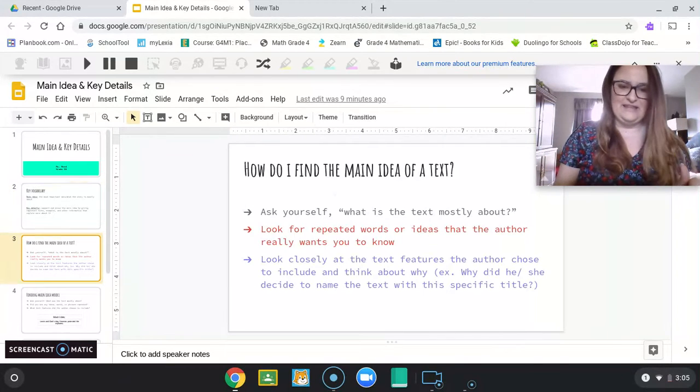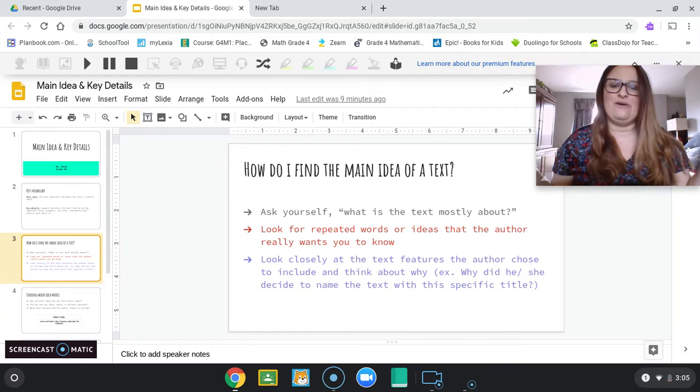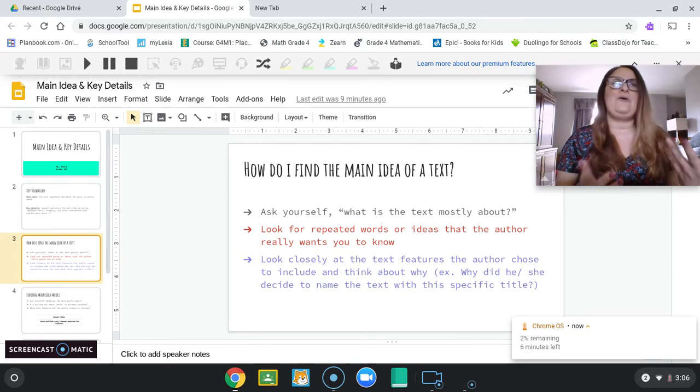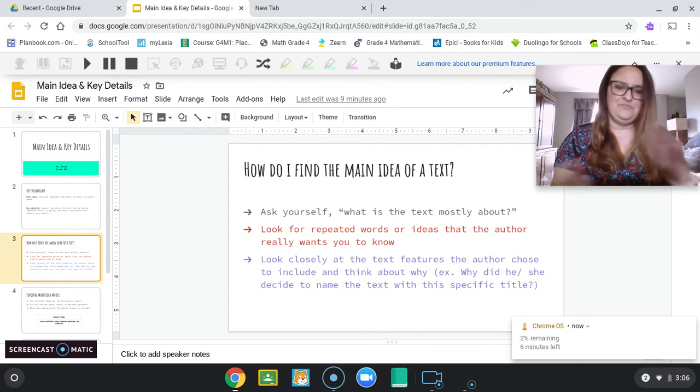All right, so how do I find the main idea of a text? People are always talking about main idea. How do I find it? Step one, ask yourself, what's the text mostly about? When I read this, if I could sum it up in one sentence, what was it mostly teaching me? Step two, look for repeated words or ideas that the author really wants you to know. So if you keep seeing something pop up like, this type of fish is beautiful and it's amazing, you obviously know that that's part of the main idea.